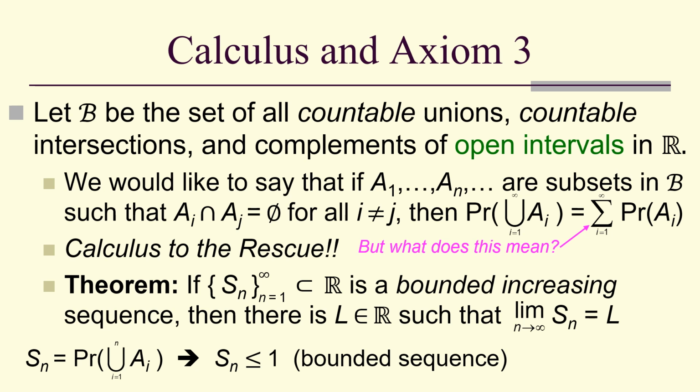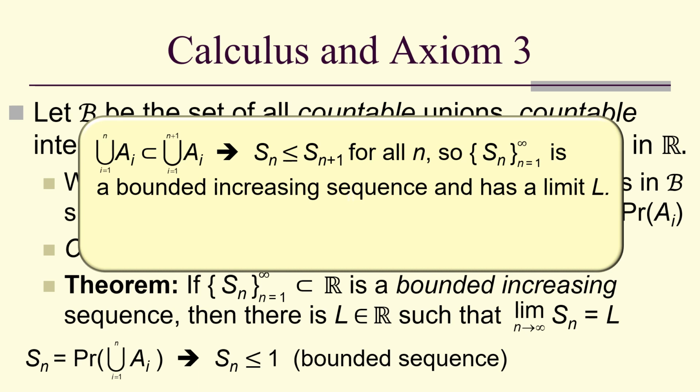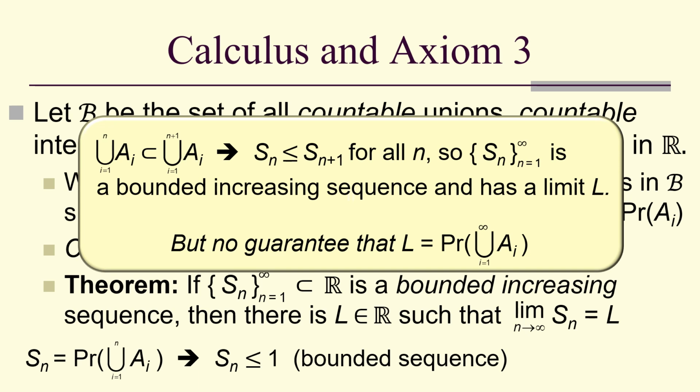And notice that we can define a sequence by letting S_n equal the probability of the union from i equals 1 to n of A_i. And because it's a probability, it's less than or equal to 1, so it's bounded. Also, the union up to n is a subset of the union up to n plus 1, so S_n is less than or equal to S_(n+1) for all n. That is, this sequence is a bounded increasing sequence and has a limit L. But there's nothing that requires L to be the probability of the union. So we're going to use axiom 3 to guarantee that it does.